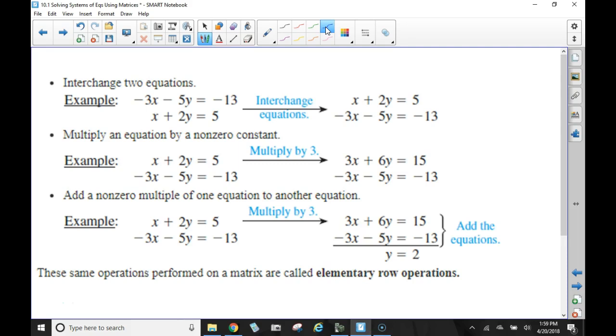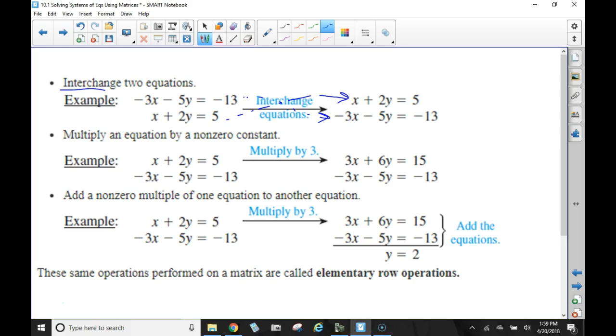you could totally do, okay? Number one, you could interchange two equations. Hey, if you wanted to, you could write the bottom equation on the top and the top equation on the bottom. No biggie, right? It doesn't matter which order you write the equations in your system.